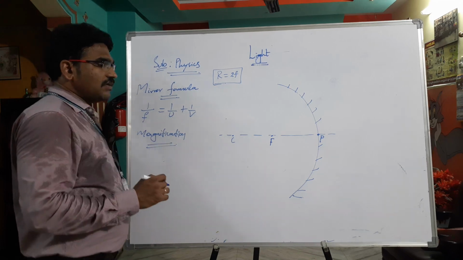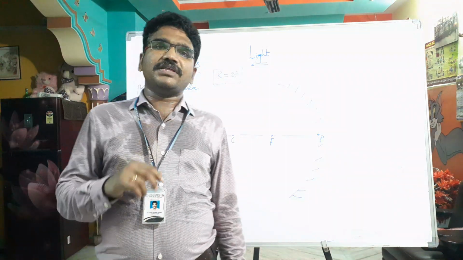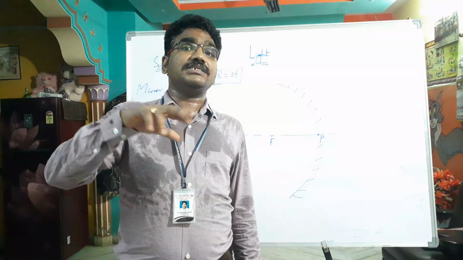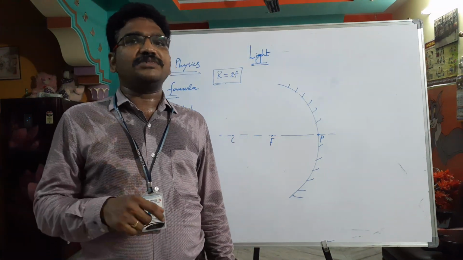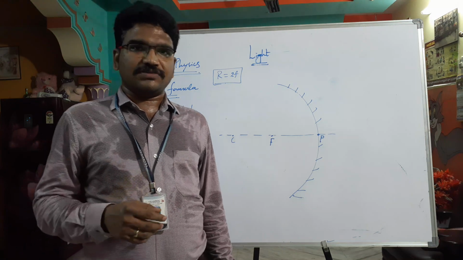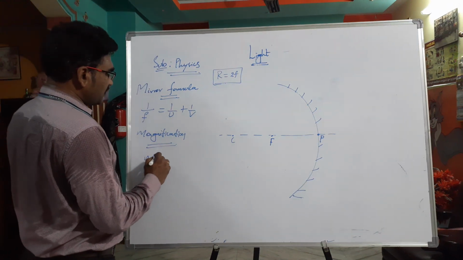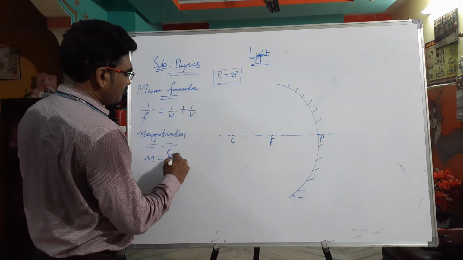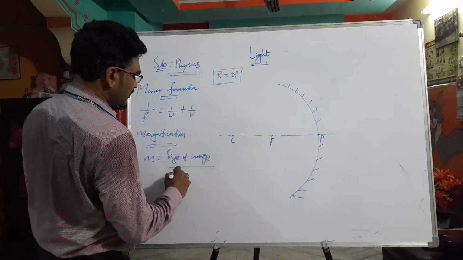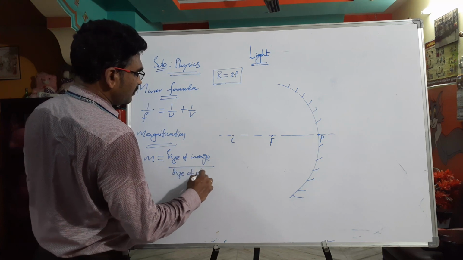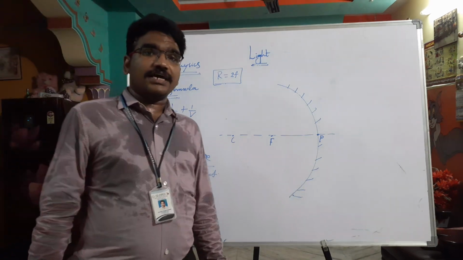What is meant by magnification? Already we discussed that magnification is the relation between the image size and object size. If the image size is greater than object size, then we say it is a magnified image. If the image size is less than object size, then we say it is a diminished image. So magnification m is equal to size of image by size of object. Of course, here we go with lateral magnification.